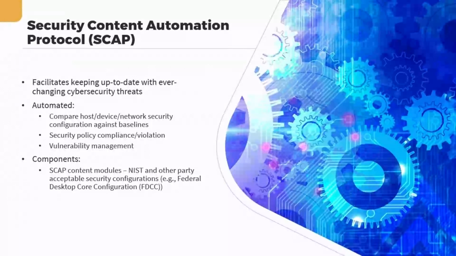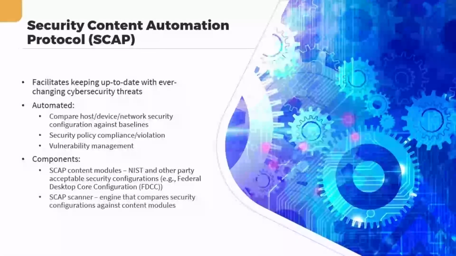Now there are a couple of components related to SCAP. One is the content module. These modules are available from the National Institute of Standards and Technology, so NIST, and other parties that determine what security configuration should look like, whether it's for the Federal Desktop Core Configuration, or FDCC, for government agencies. SCAP content modules work hand in hand with the SCAP scanner engine. This compares our security configurations against these content modules in terms of what security configuration should look like.